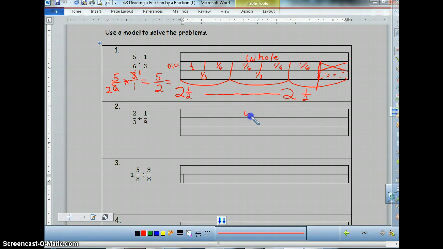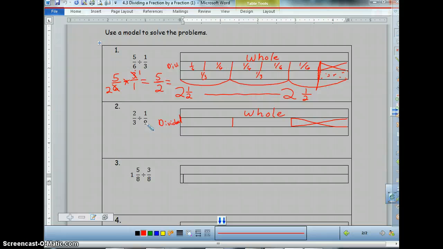Well, let's try it again with this one. Again, we have a whole. I know that we are taking 2/3 as a dividend, so again, our dividend is 2/3. So let's divide only 2/3 of the whole by 1/9. And again, another way of saying it is, how many ninths are in 2/3?